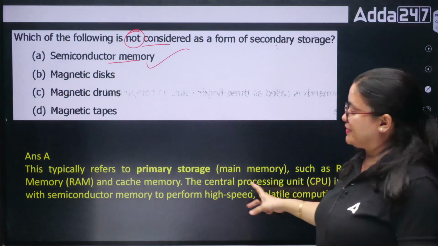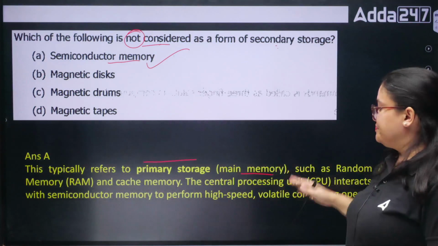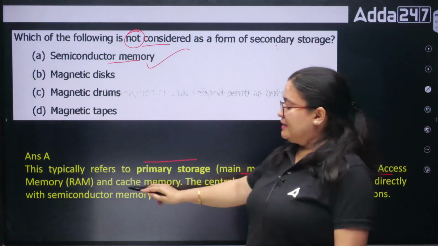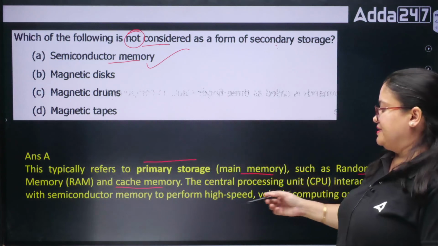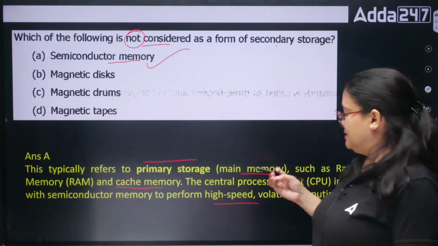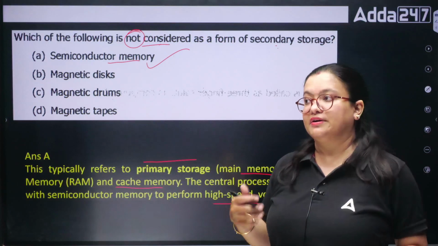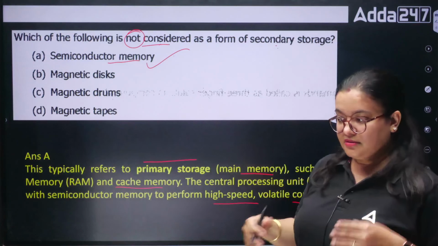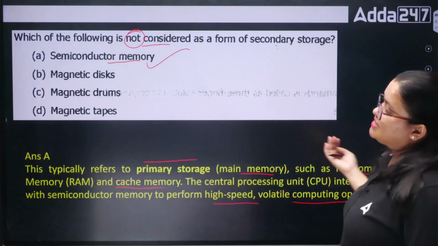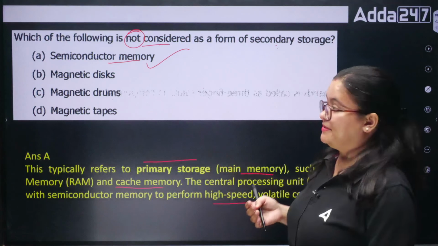I have explained here, you can see it is referring to primary storage. We say it as main memory, where RAM or cache memory comes into play. Semiconductor memory performs high speed volatile computing operations and works directly with the help of the CPU. Once we shut down our computer, the operations are not there, everything is wiped out. That is the reason why we talk about the difference between volatile and non-volatile memory.